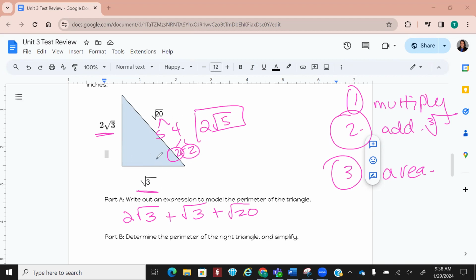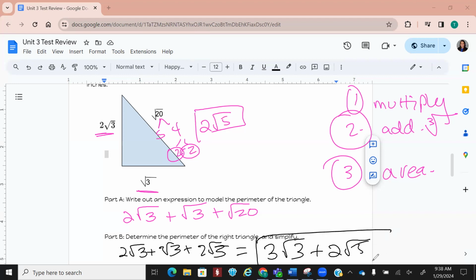Now, we still have to find the perimeter. So we're going to add 2 square root of 3 plus square root of 3 plus 2 square root of 5. What things can we combine? Okay, and that's because they have the same number underneath, right? So that's going to give me 3 square root of 3 plus 2 square root of 5. And that 2 square root of 5 is just hanging out because it can't be added to anything.